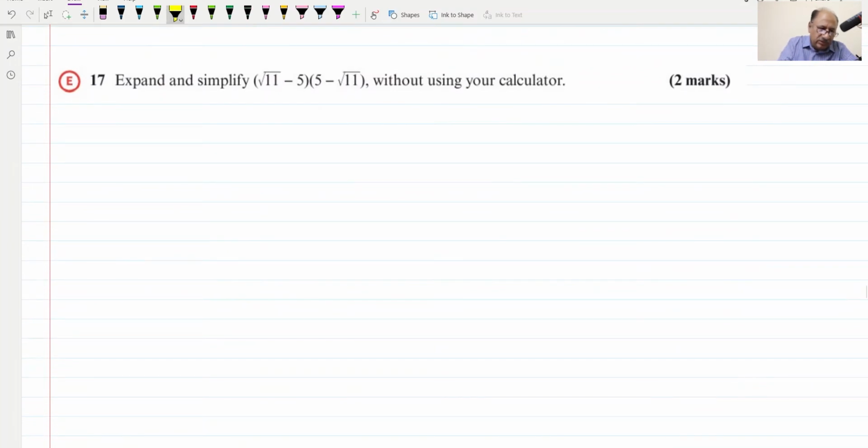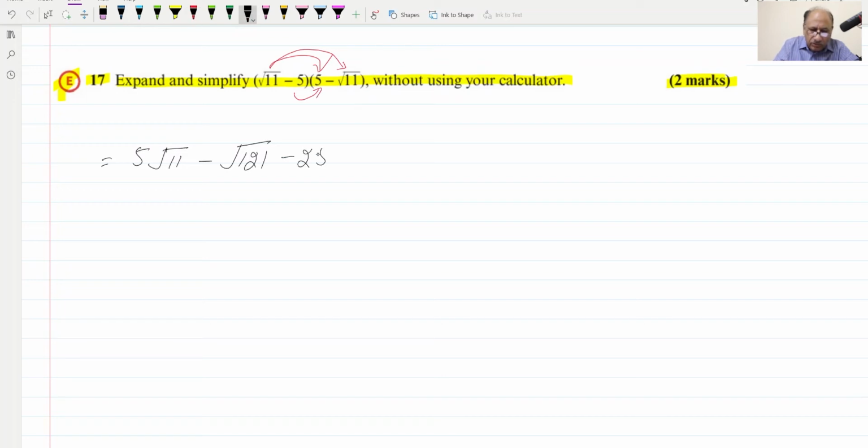Question number 17 is an exam question. Expand and simplify this without using a calculator, and this is 2 marks. So we will be multiplying root 11 by 5, and we will get 5 root 11, and then we will multiply root 11 by minus root 11, and this will be minus root 121. 11 into 11 will be 121. Now further we can multiply 5 with minus 5, and it will be minus 25.